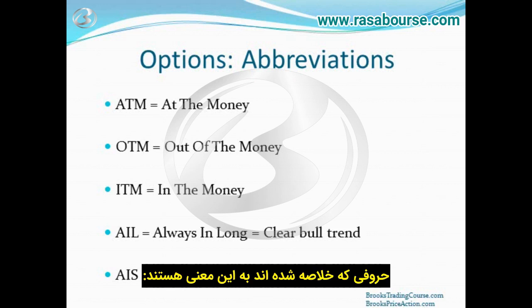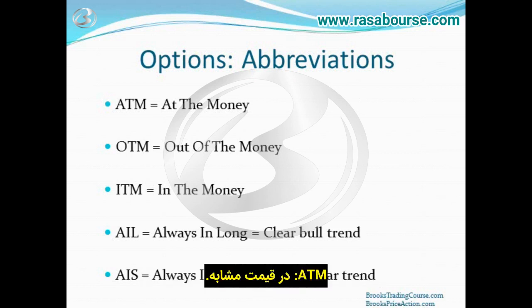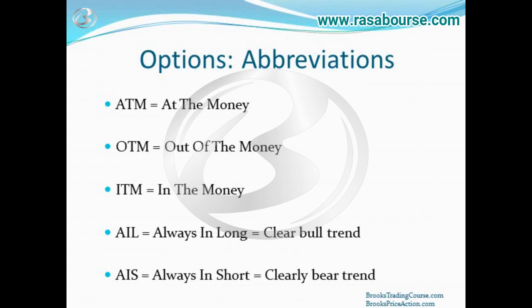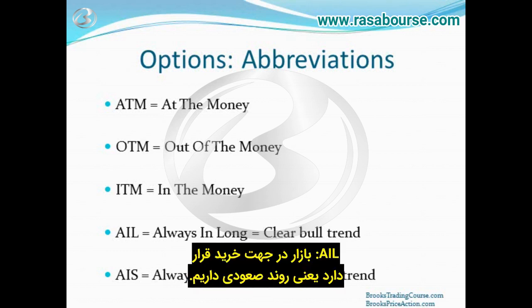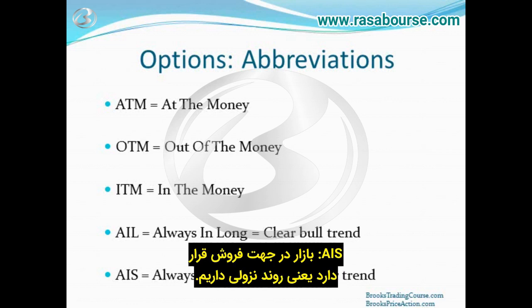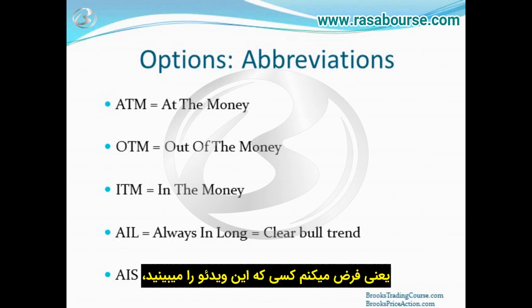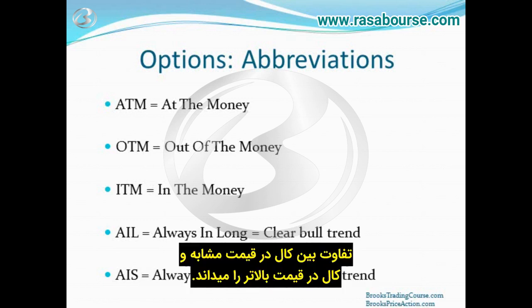Some abbreviations: ATM, at the money; OTM, out of the money; ITM, in the money; AIL, always in long, a clear bull trend; AIS, always in short, a clear bear trend. I'm not going to be talking a lot about option basics, so I'm assuming that traders paying attention to this module know the difference between an at-the-money call and an out-of-the-money call.